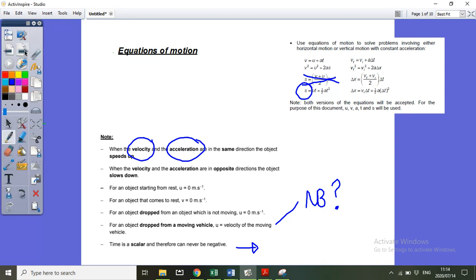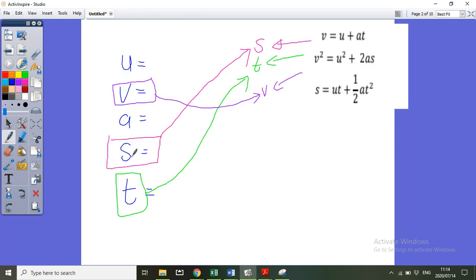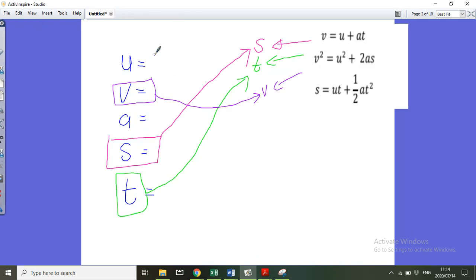Now for these variables, I use the acronym UVAST, but you can use whatever you want. When you read your question, I would say read it fast to get an idea of what's going on. Then read it while you are filling in these values, and you will see that it leads you to specific equations. If S is not needed and also not asked, it will lead you to the first equation. If T is not needed or asked, it will lead you to the second equation, and then the same for V. So the thing that's actually missing will lead you to which of these equations you need to use.